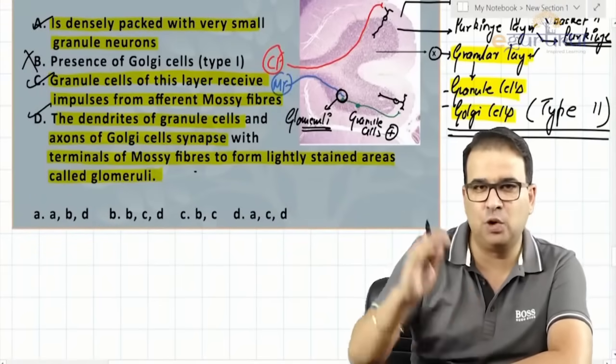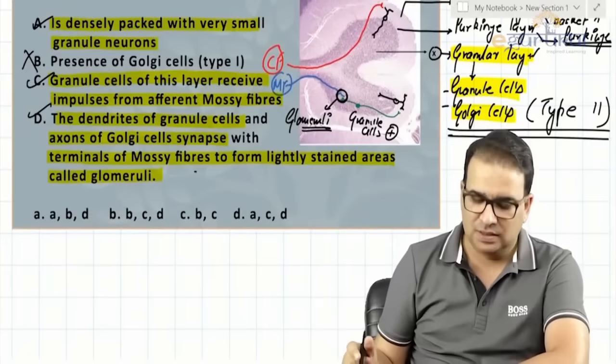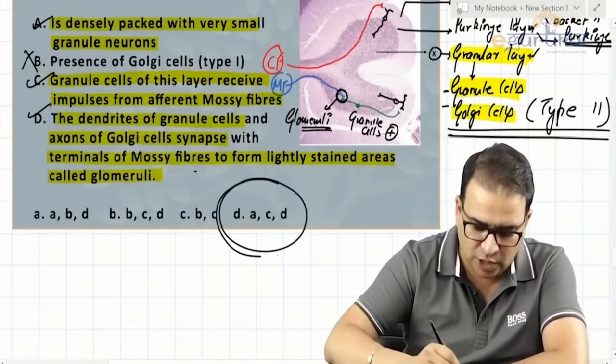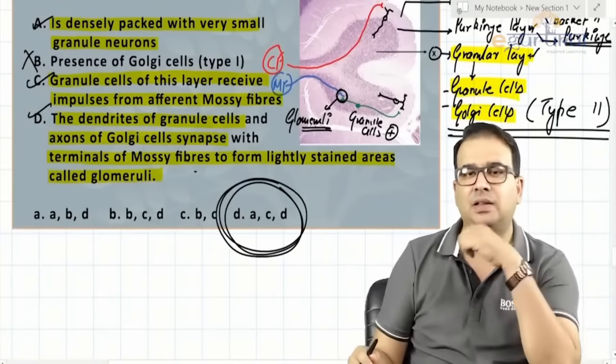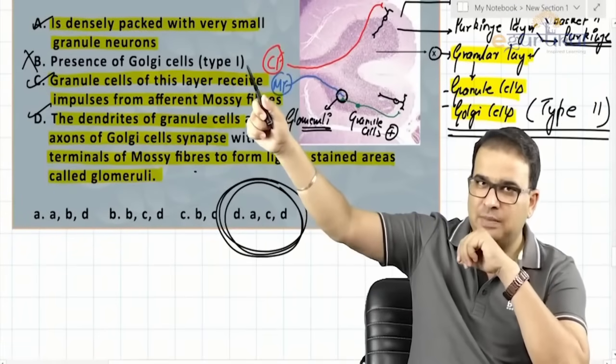There are three options out of these four which are correct regarding the marked layer, correct regarding the granular layer. So what is the answer for this question? Option D. A, C, and D are the three correct options. Presence of Golgi cell, yes, it is there, but type 2 Golgi cell.